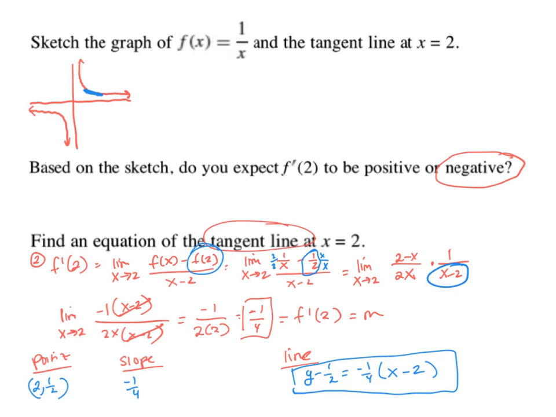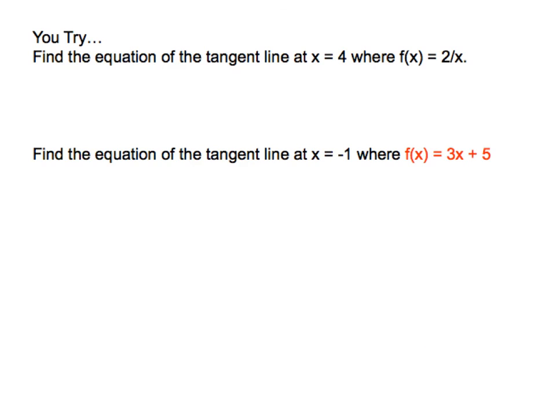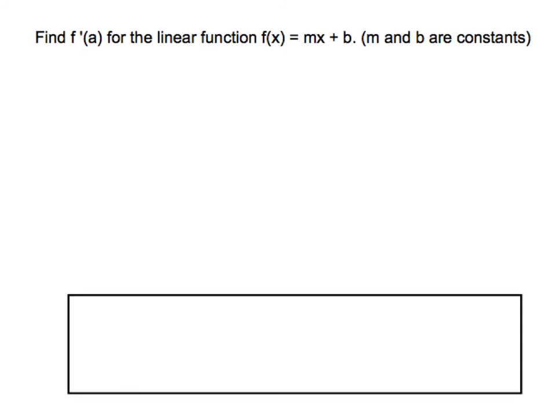Okay. Now, I'm going to leave this one for you to try. I'm sorry, there's actually 2 here for you to try, and then in class we'll be able to go through it together. And I also, remind me, I also want to go through and prove this one in class. Okay, f prime of a for the linear function f of x equals mx plus b. M and b are constants. So go through this and see if you can do it using the mx plus b, but I want to walk through this together in class.